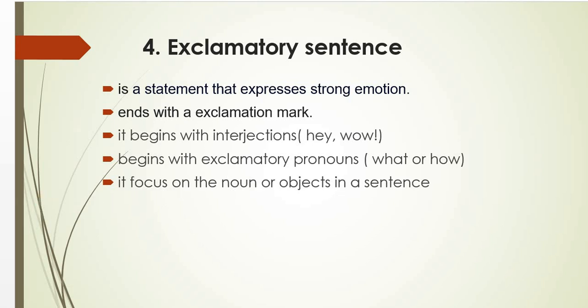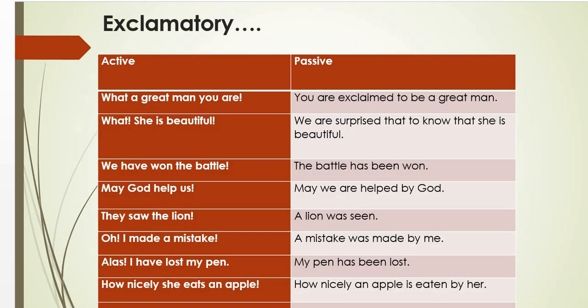Let's see some examples of it. In an active sentence, what a great man you are. We use an exclamation mark here at the end. You are exclaimed to be a great man. Because of the exclamation, we use exclaimed here. What, she is beautiful?